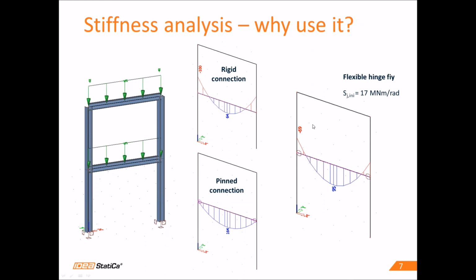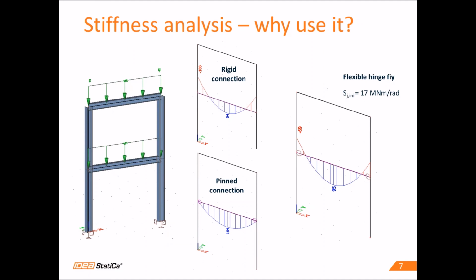We can compare that moments decrease in the place of the supports. And the flexibility of the connection has a major impact on the internal forces. So when you use some initial stiffness, and you use some flexible hinges, you can help the structure and you can help yourself with designing joints and connections.